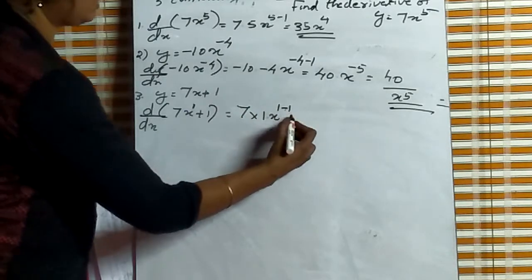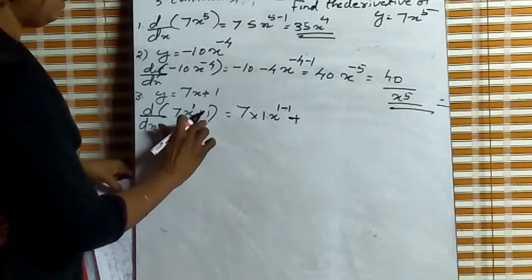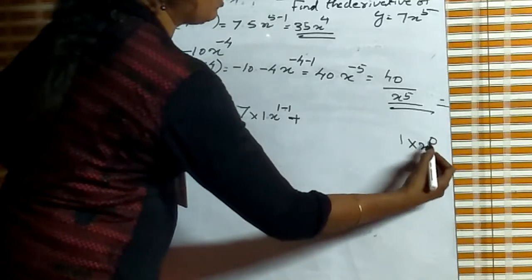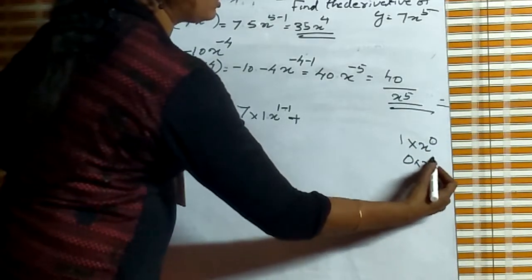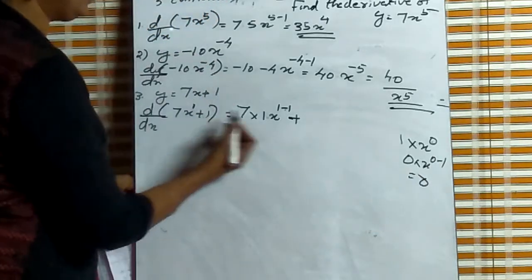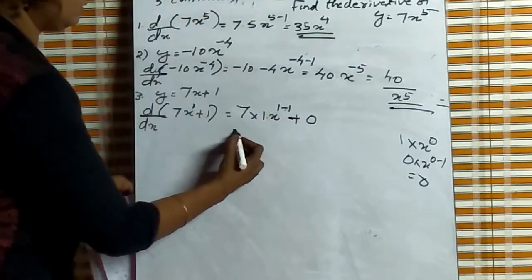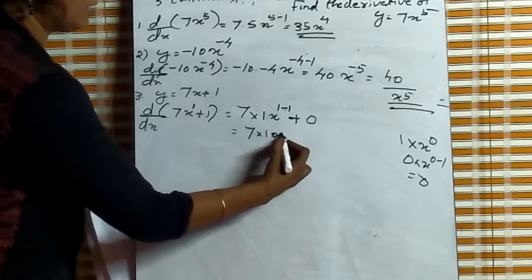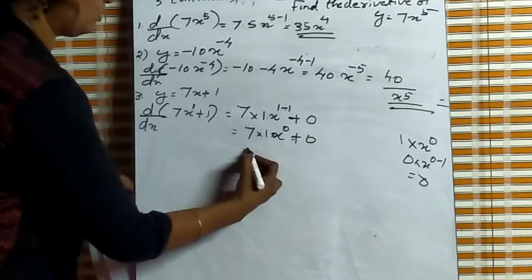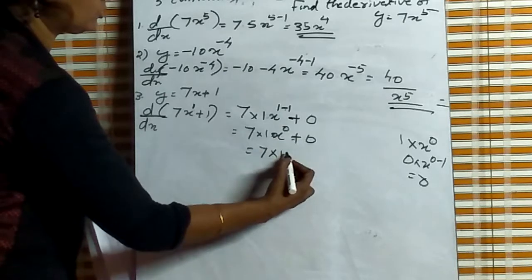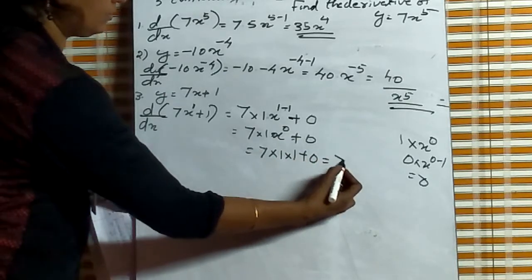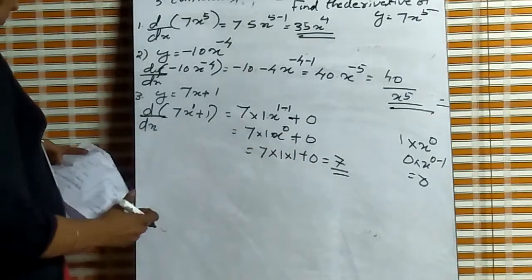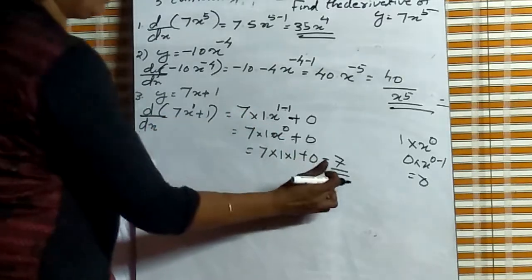7 into 1 into x raised to 1 minus 1, plus then 1. Here 1 means there is no x, so 1 means 1 into x raised to 0. 0 into x raised to 0 minus 1 is 0. So the derivative of 1 is 0. So 7 into 1 into x raised to 0, which is 1, plus 0, is 7. So the derivative of 7x plus 1 is 7.